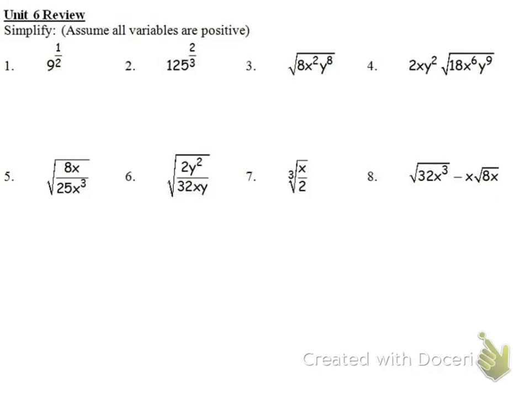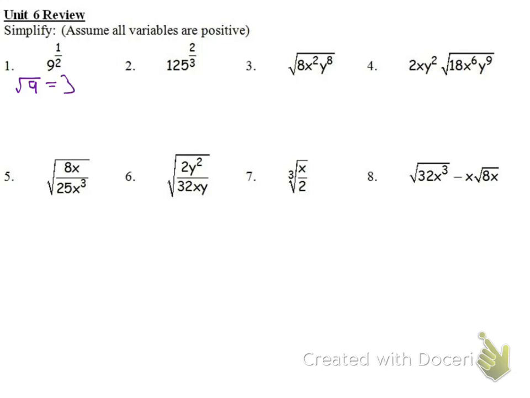This video covers the Unit 6 review, and we'll start with our first set. Numbers 1 through 8, we're just simplifying with exponents and radicals. So if we have 9 to the 1/2, this means if we take 1/2 and think of it as exponent form, it's the square root of 9. And the square root of 9 is just 3. So our answer for that one, 3.